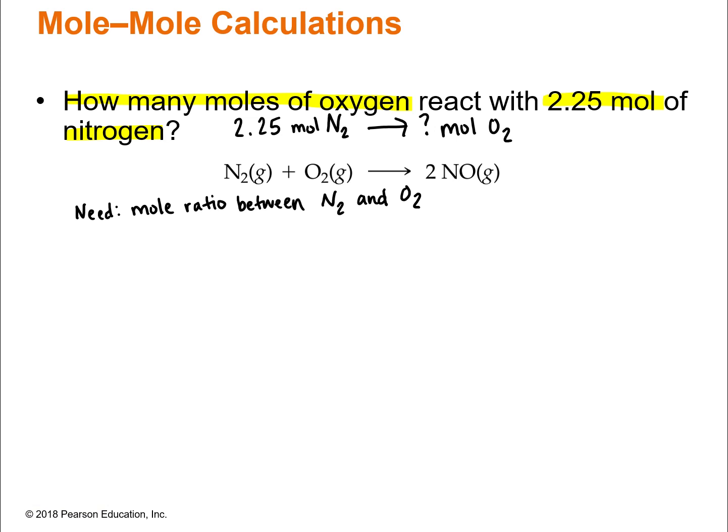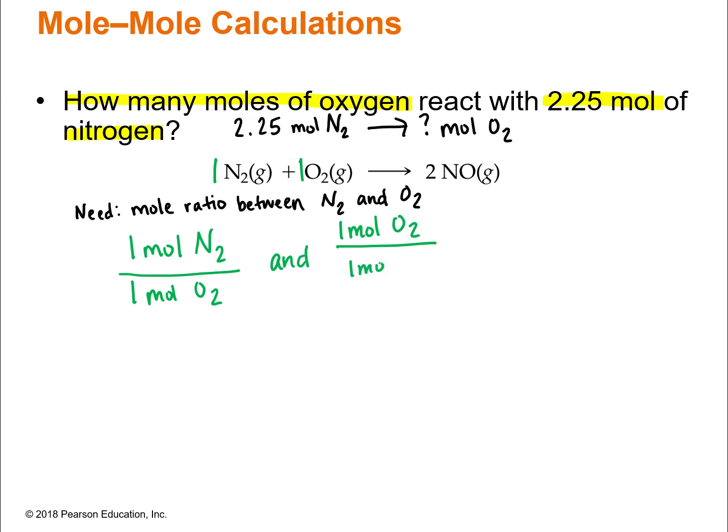There are only two. We're looking at nitrogen gas. Remember, no coefficient means there's a 1. Oxygen gas in the chemical equation, 1 mole. That's 1 mole ratio between nitrogen gas and oxygen gas. Then you write the reciprocal. We have to use one of these to convert our moles of nitrogen to moles of oxygen.